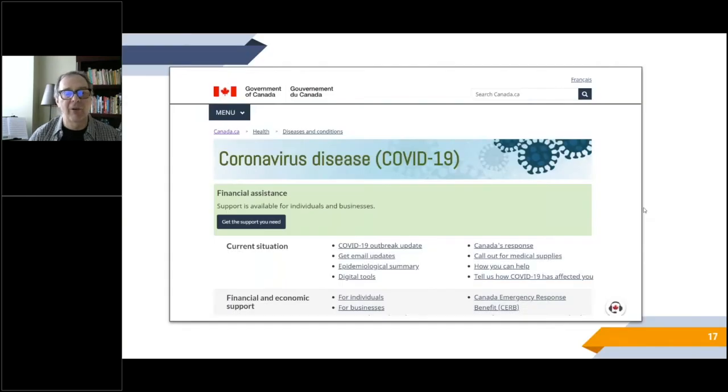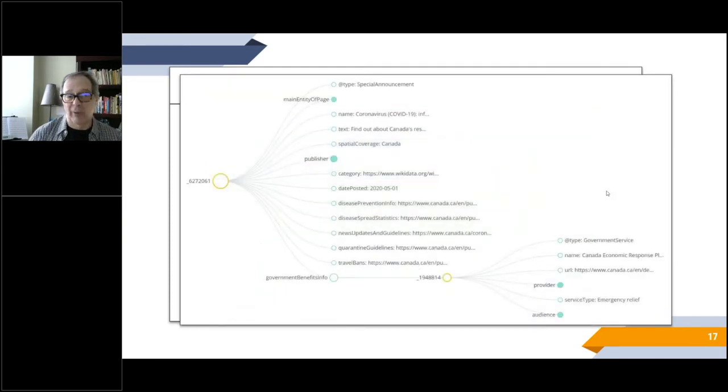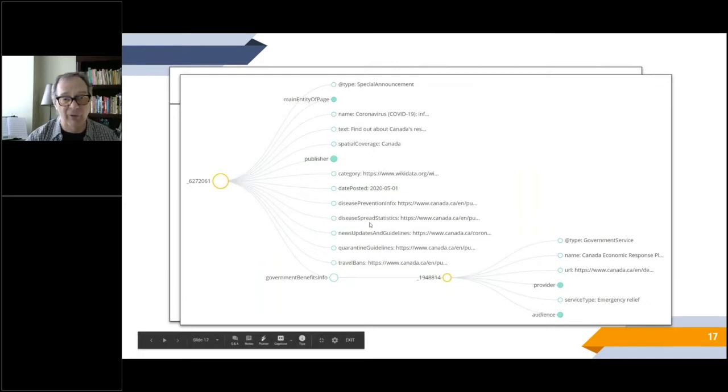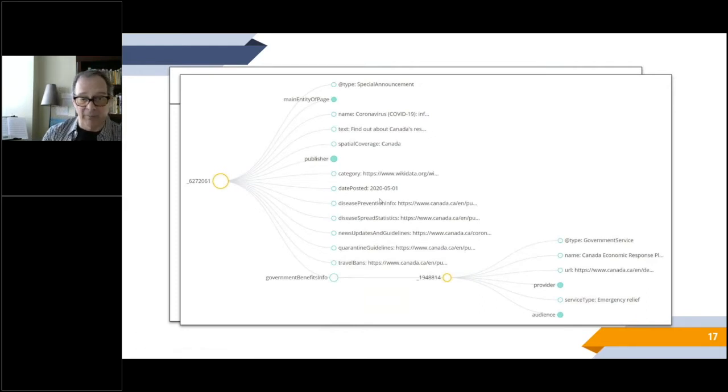Here is the Government of Canada. Their main coronavirus disease page contains special announcement markup. If you were to look at that, it's in JSON-LD, so I just ran it through JSON-LD Playground, and it's a pretty basic structure. As I said, most of those informational links you can see here simply say, oh, you want quarantine guidelines, go to this URI. And you can see that government benefits info, as a type of government service, has more structure to it, where that in turn can be expressed with a bit more depth in the search engines, should they choose to take it that way.